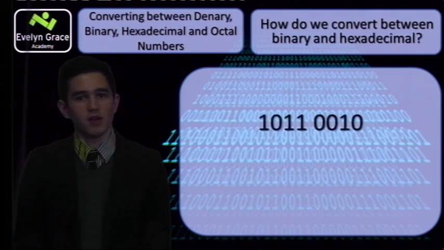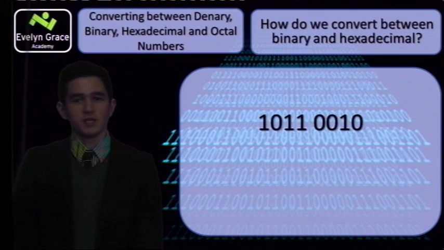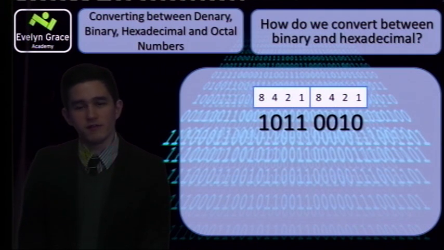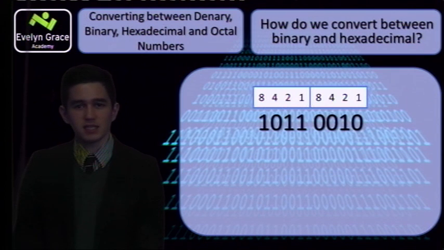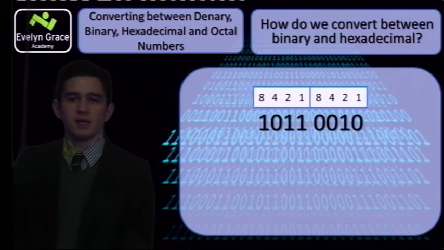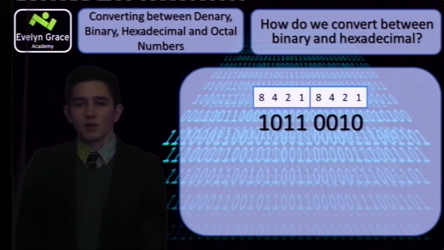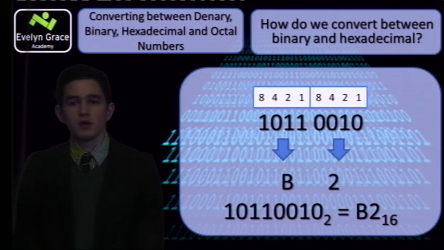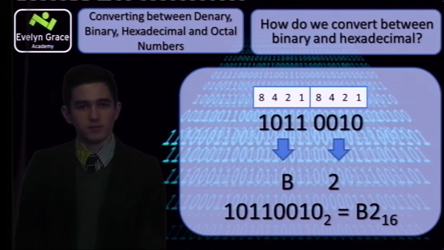Let's have a look at another example. 1011 0010. Again, I split it into two nibbles. I then look at the value of each one, so I can see a 1, a 2 and an 8, so 8 add 2 add 1 would be 11. Second one is a 2, and that's it. So 11 in hexadecimal would be B, and 2 it would be 2. So simply it would be B2. So that binary number would equal B2.